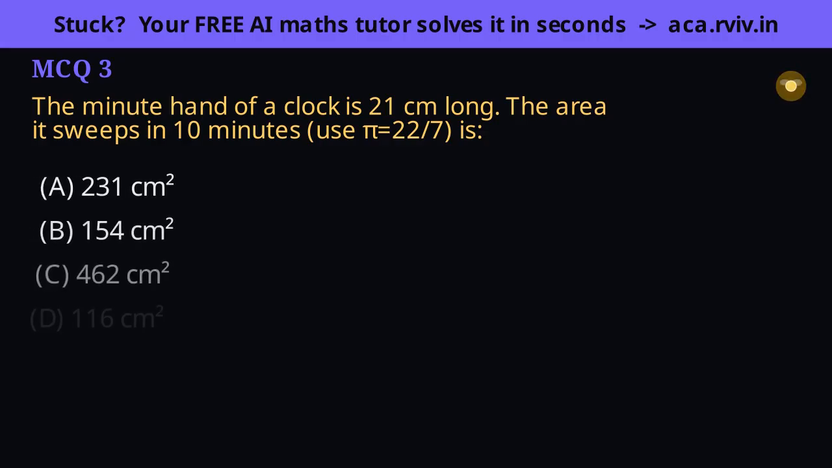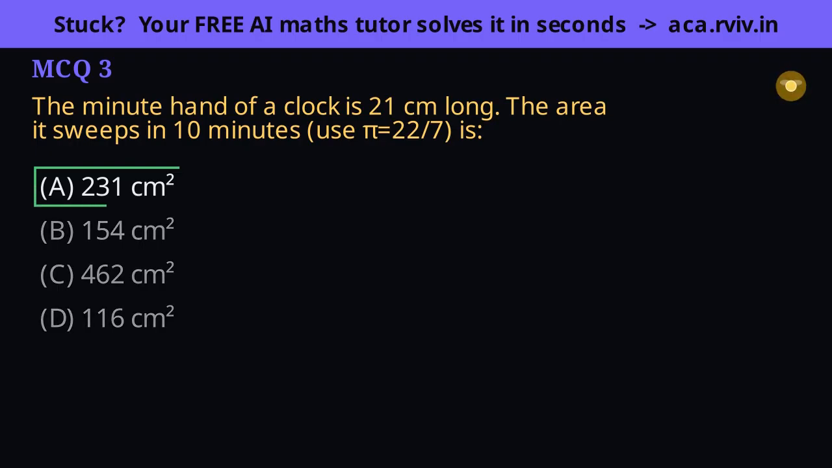Consider the four options. So it's 1/6 of 22 over 7 times 21 squared, that's 441. The 441 cancels the 7 down to 63, and it lands on 231 square centimeters, option A. The distractor 462 is what you get if you mistake 10 minutes for 20 and use 120 degrees, double the angle, double the answer, so read the time carefully.